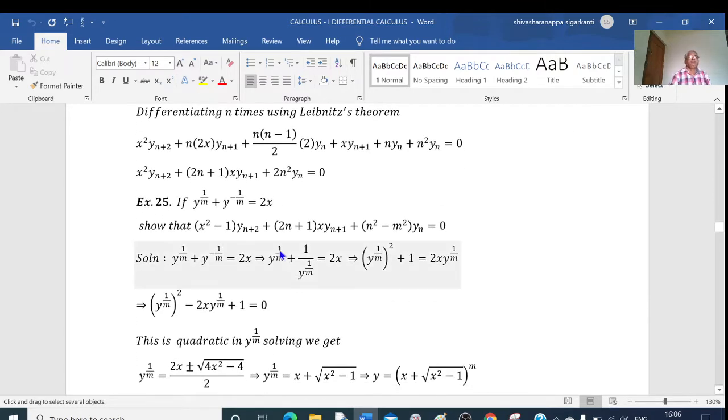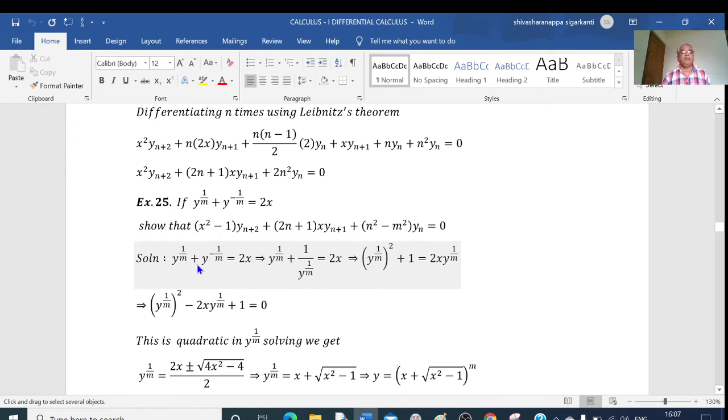Next example. If y to the power of 1 by m plus y to the power of minus 1 by m is equal to 2x, show that x square minus 1 into yn plus 2 plus 2n plus 1 into x into yn plus 1 plus n square minus m square into yn is equal to 0. See, this is the given equation.